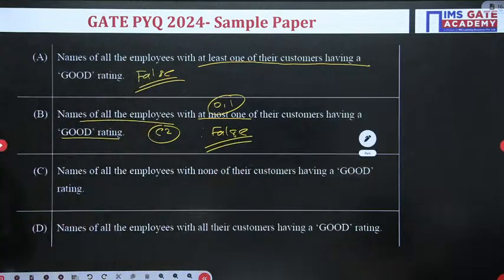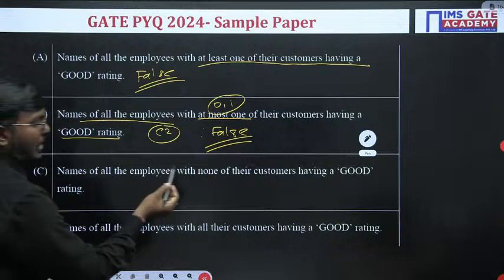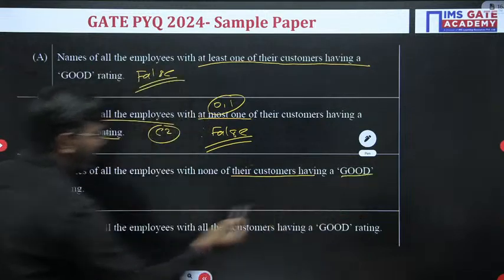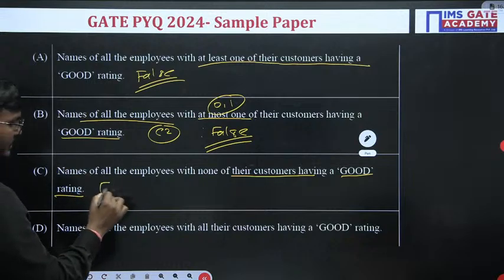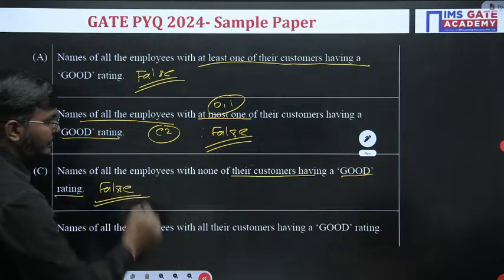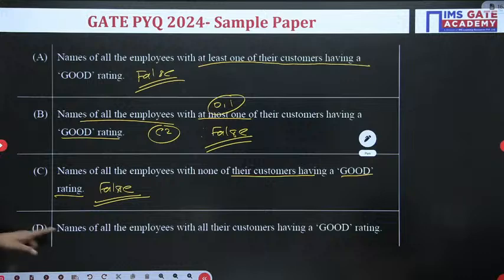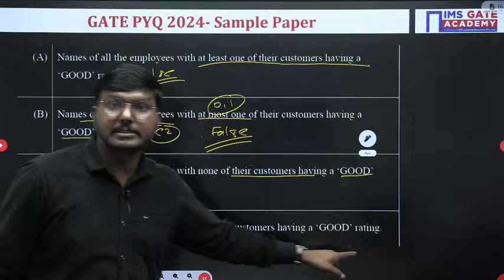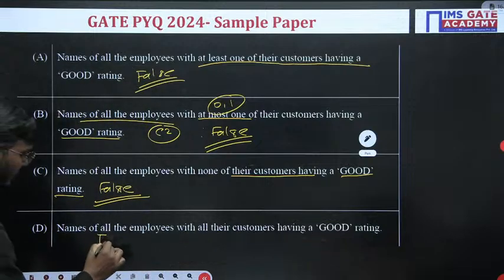I can see option C is: name of all the employees with none of their customers having a good rating. No, Baba, this is absolutely false. Understood? The last is: name of all the employees with all their customers having a good rating. Yes, yes, the last one is true.